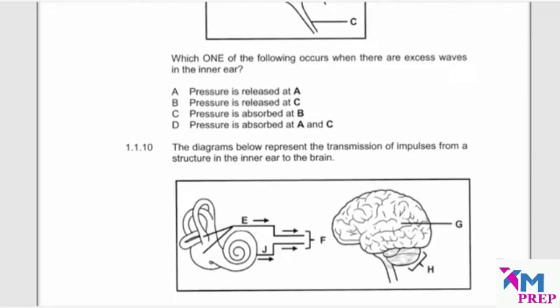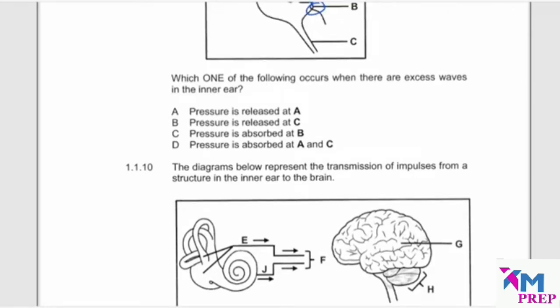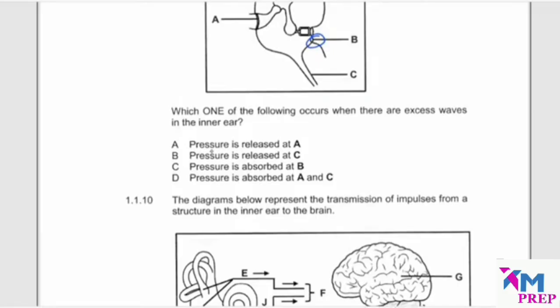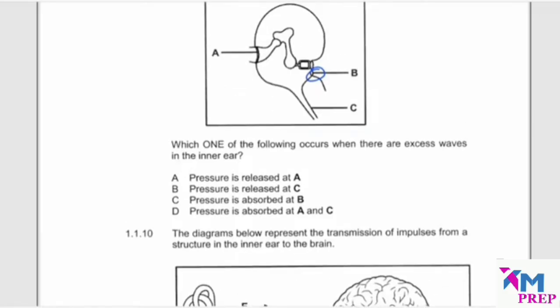They're saying, which one of the following, okay, excess. So we are saying that pressure is released at A. No. Pressure is released at C. We'll see. No. Pressure is released at B. Yes. Pressure is released at B. Which one of the following releases excess wave pressure in the inner ear?